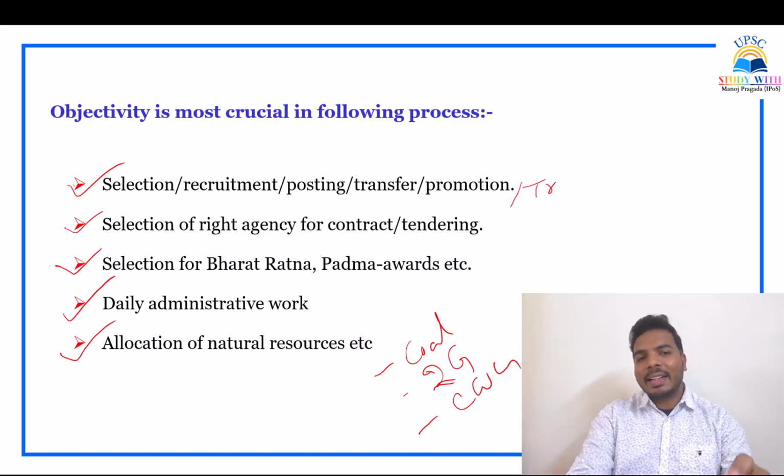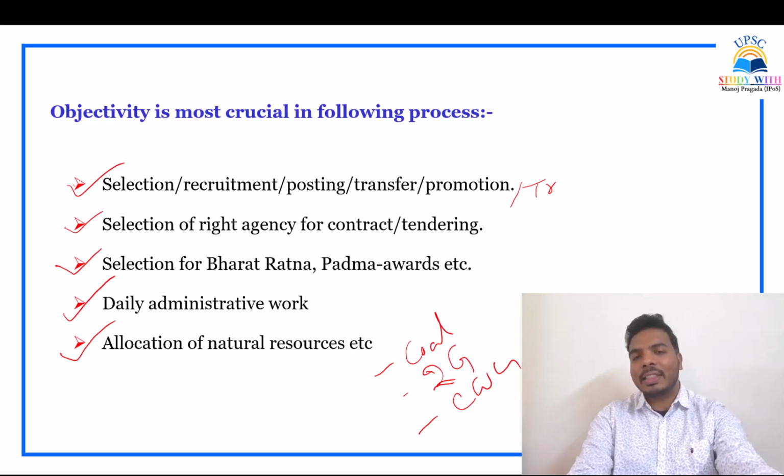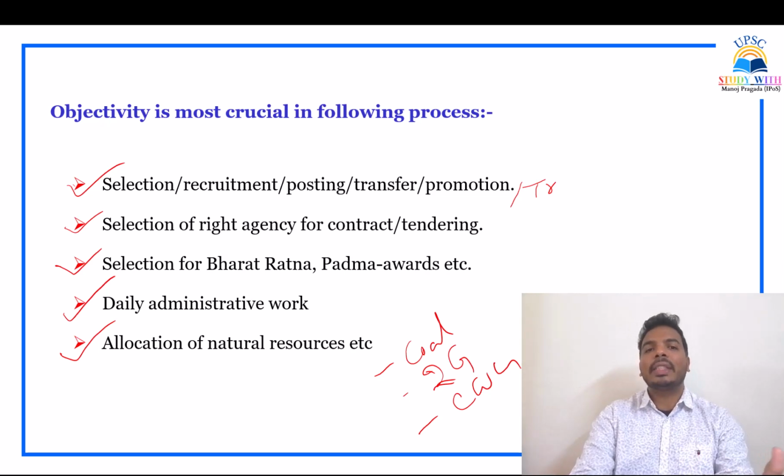So while writing answers, you just write all these points. That's it. You will get very good marks because this question has been asked multiple times in UPSC, which we will discuss later. Why is objectivity important? The answer I have already provided you is that objectivity is important because of these things. A civil servant is involved in all these things, so he should be objective. He should take decisions based on the merits of the case.